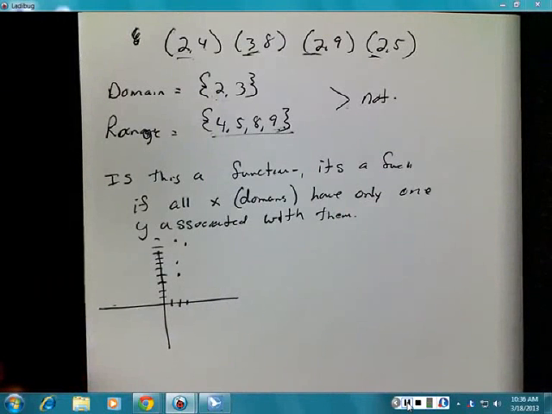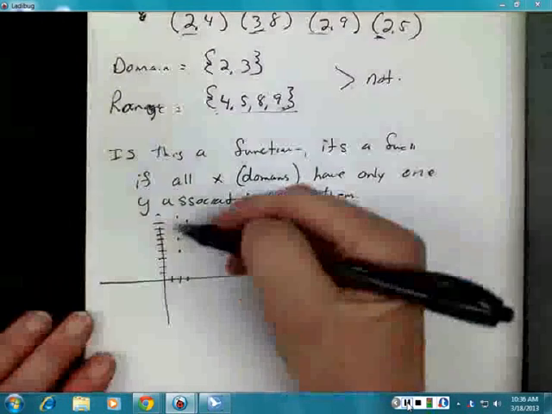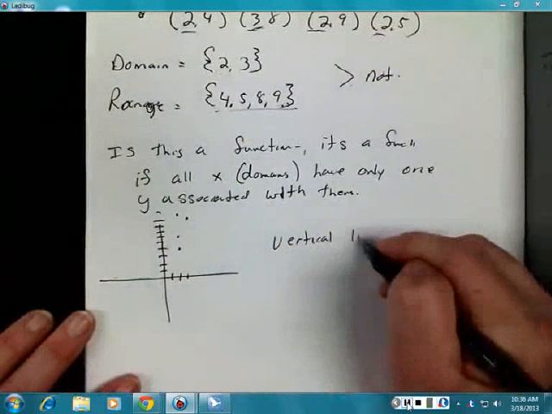What about when they do it the opposite way and you have to actually look at what they already plotted on the graph? Yep, we're going to go there in a minute. That's how I always determine it. And then what they say is that you do what's called a vertical line test. Yeah, that's what I was thinking of.